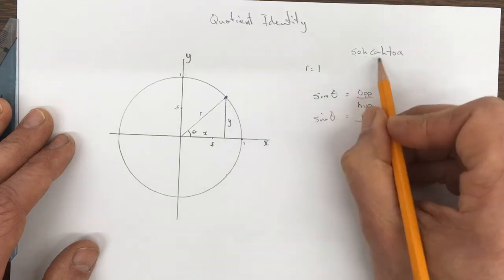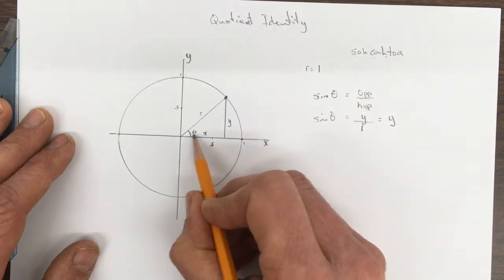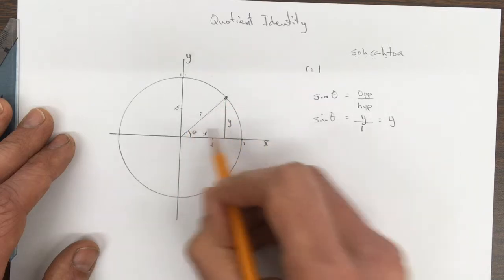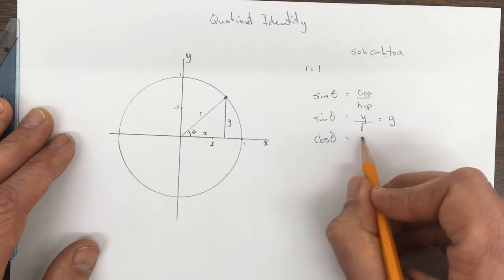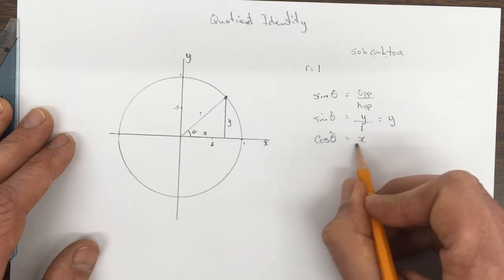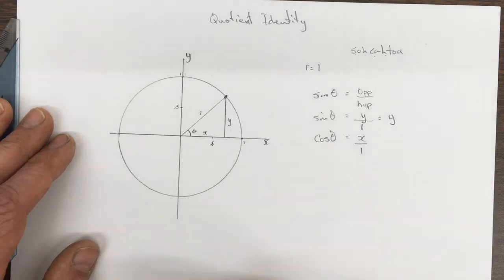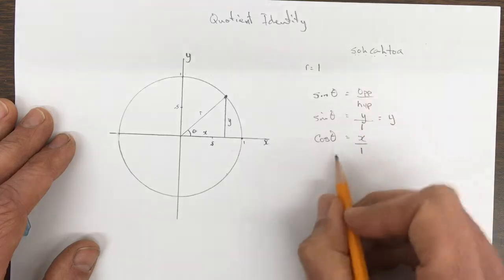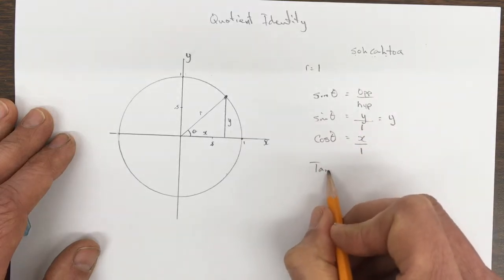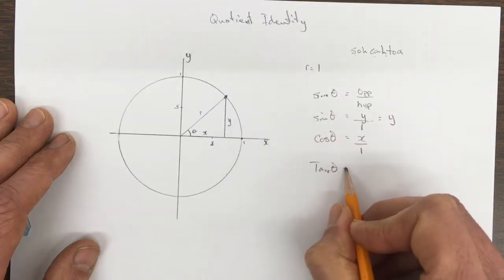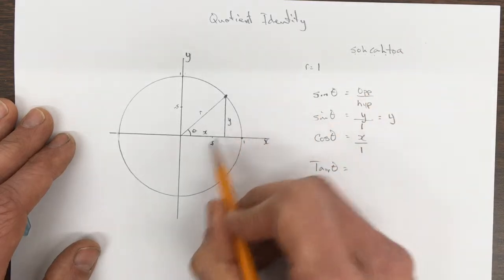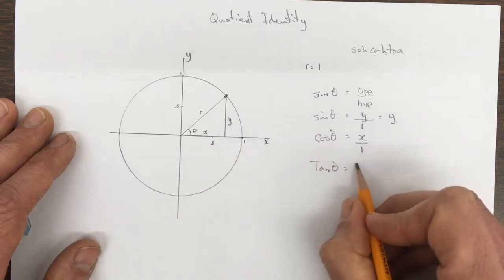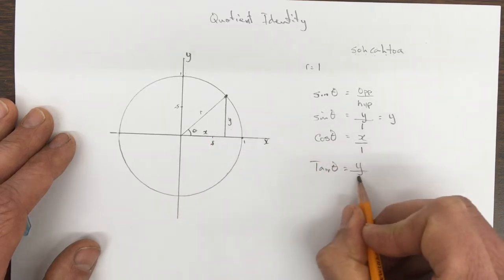Likewise, cos is adjacent over hypotenuse, or x over 1. So cos theta is x over 1. And what is tan theta? Tan theta is opposite over adjacent. Opposite is y, so it is y over x.